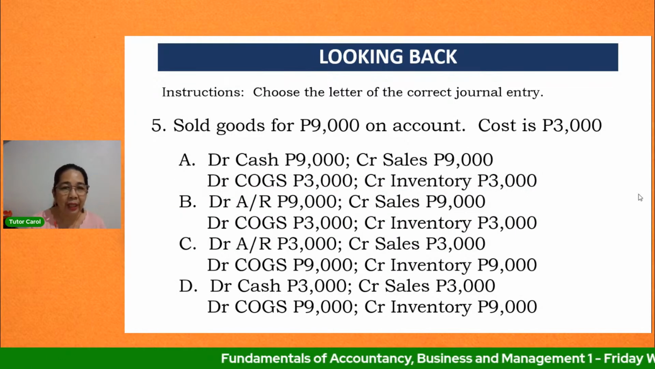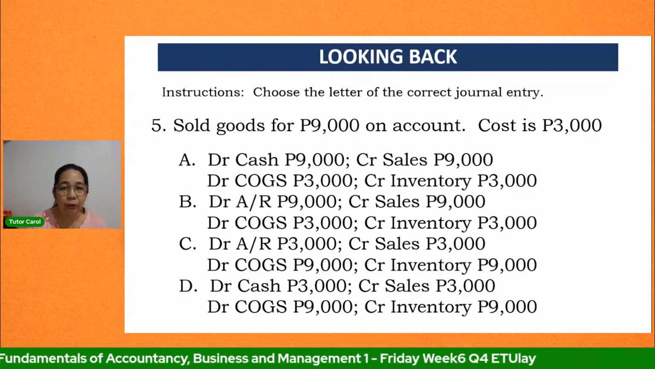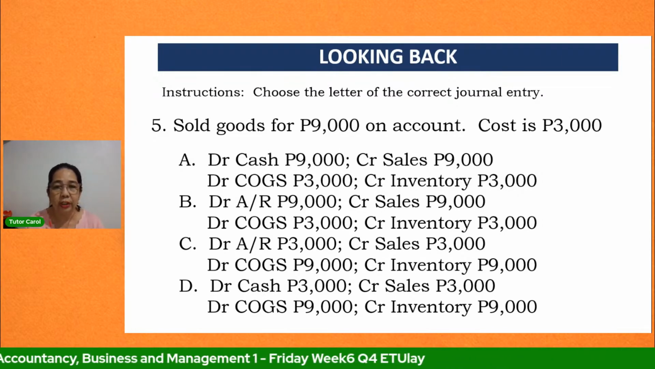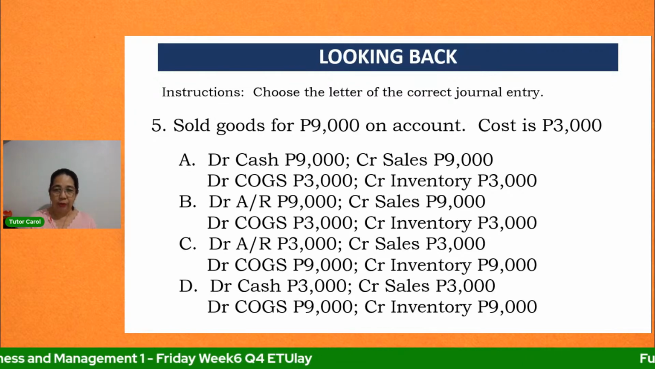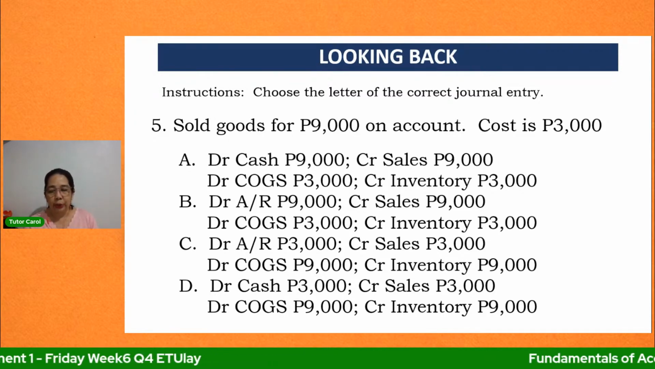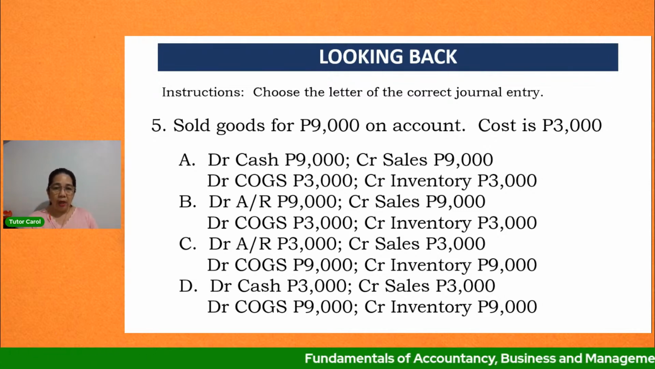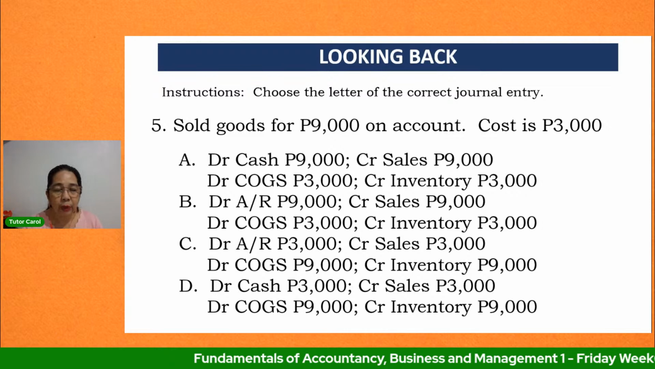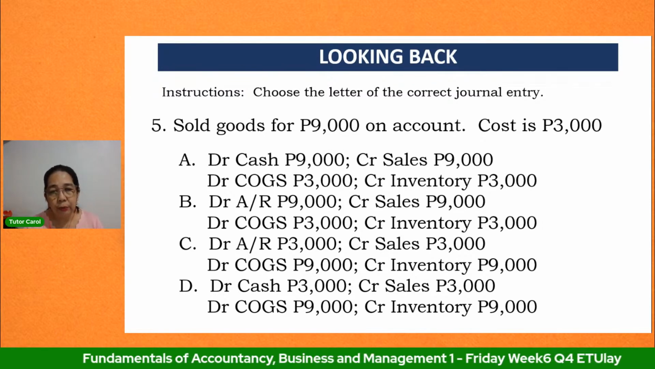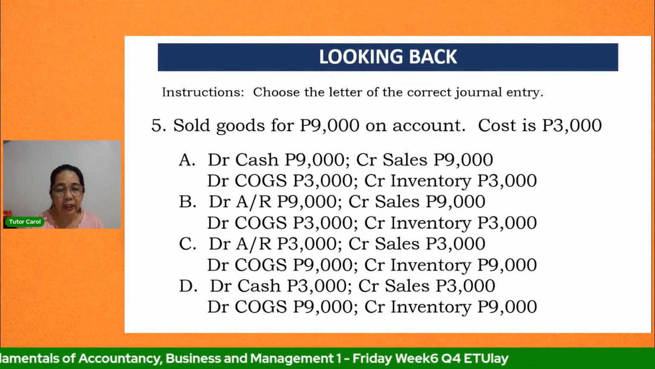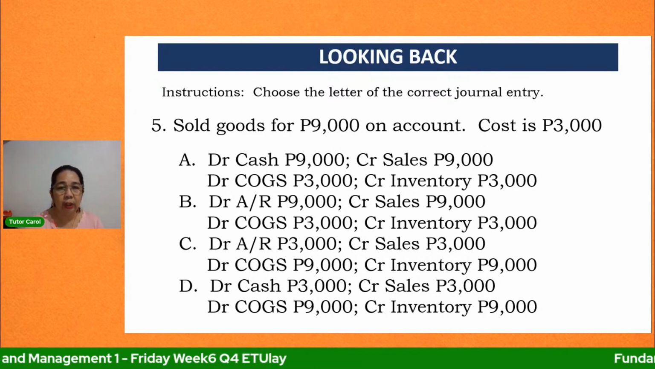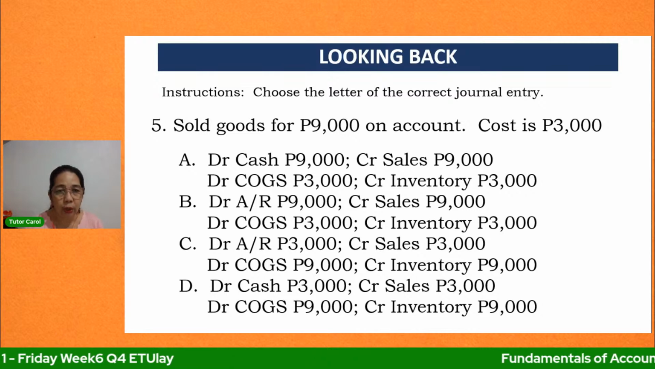Ayan, medyo madami-dami. Sold goods for 9,000 pesos on account. Cost is 3,000 pesos. So what is the correct journal entry? If a while ago, okay, in one of the transactions, we debit the inventory. Okay, so ano to? So, gumamit siya ng perpetual inventory system. So, ito, ano kaya ito?